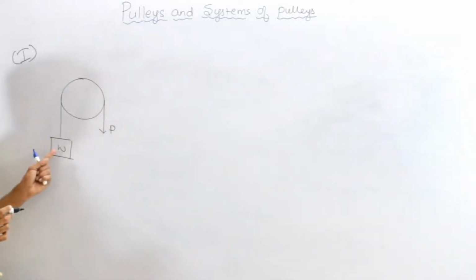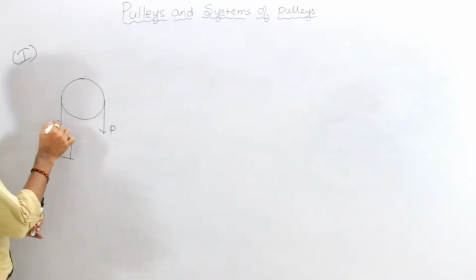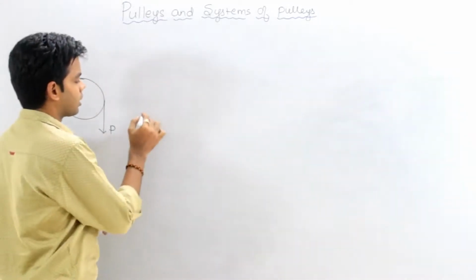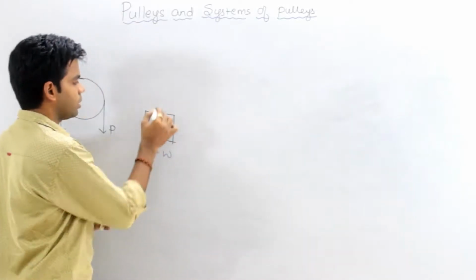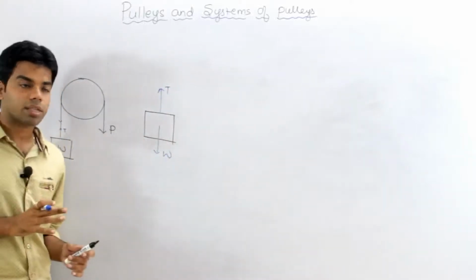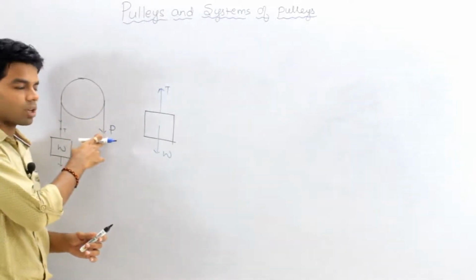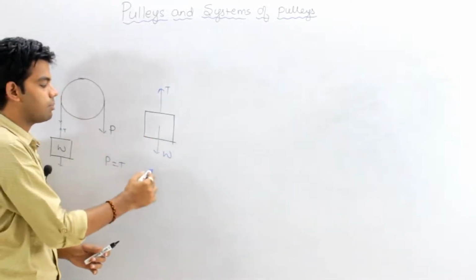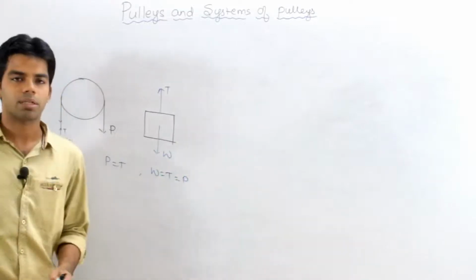Now if I draw the free body diagram of this particular weight, we have this rope, and obviously in this rope a tension T will be acting, with the weight acting downward. So the free body diagram will be like this. The weight is acting downward, the tension is acting upward. Now what will be the value of this tension? Because this is a frictionless pulley, whatever effort we are applying, that effort P will be equal to T. So from equilibrium, W will be equal to T, which is equal to P. That means W is equal to P.